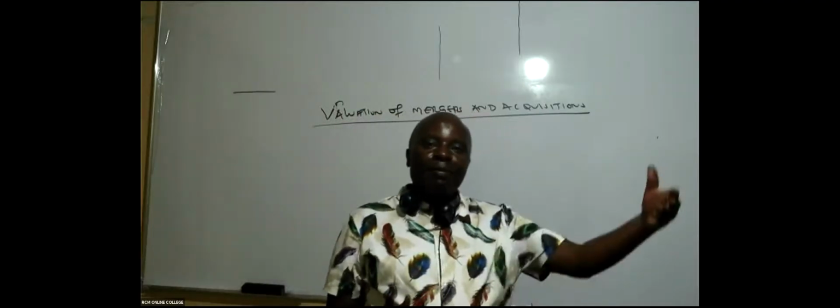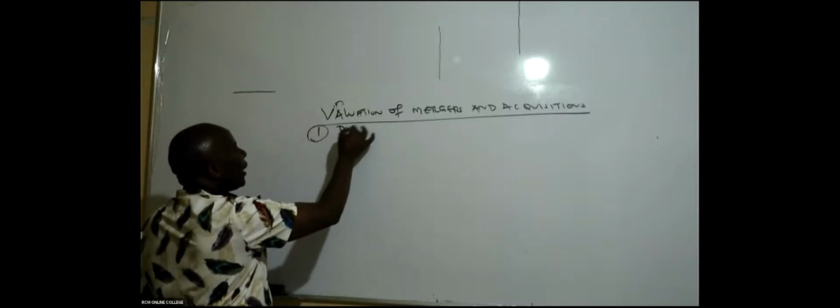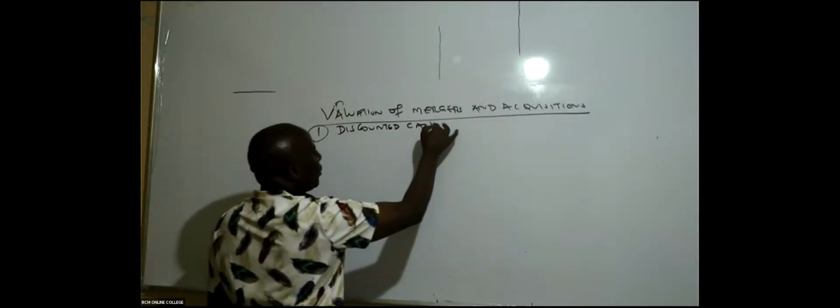Now you want in this case here to value a targeted company for purpose of acquiring it, or another company that we want to merge with. What are some of the most common methods we shall be using to value them? Number 1 is what we call the discounted cash flow method.